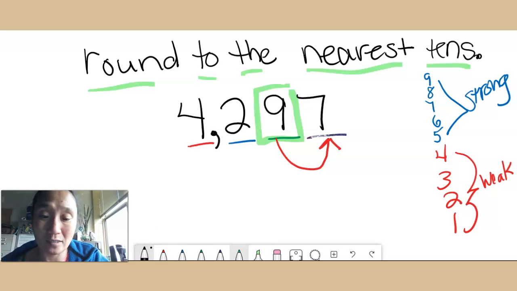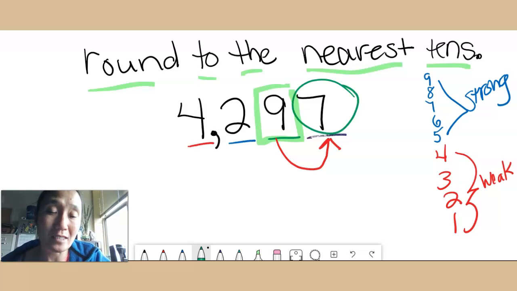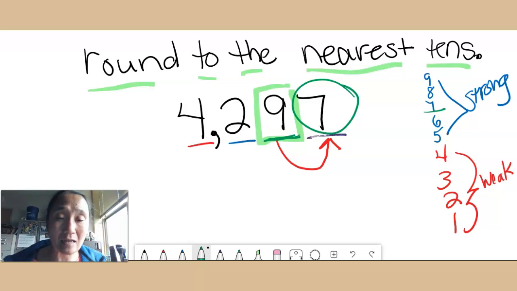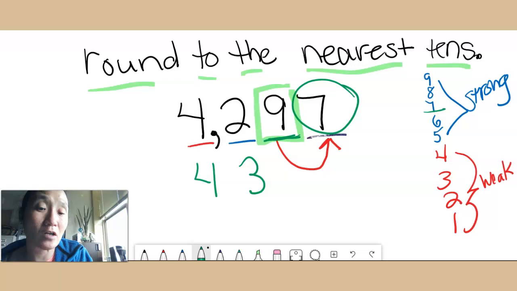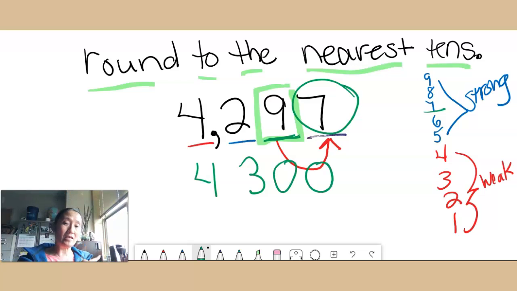So, let's look at our digit here. Let's look at this digit. And we can see that it's a 7, so it's right here, and it's strong. It's strong. So what it's going to do is it's going to push this 9, that 90, and make it 100. So then the number will become 4,000. So 100 plus 200 becomes 300, and then the 9 and the 7 leave. They leave. Okay? So then you've rounded 4,297 to the nearest 10.